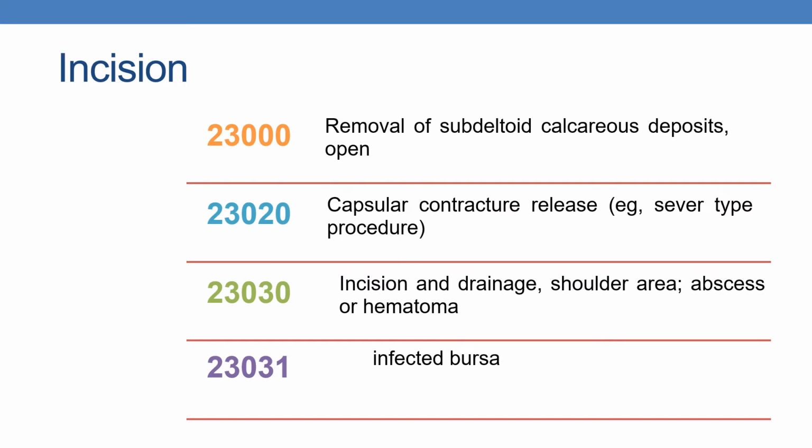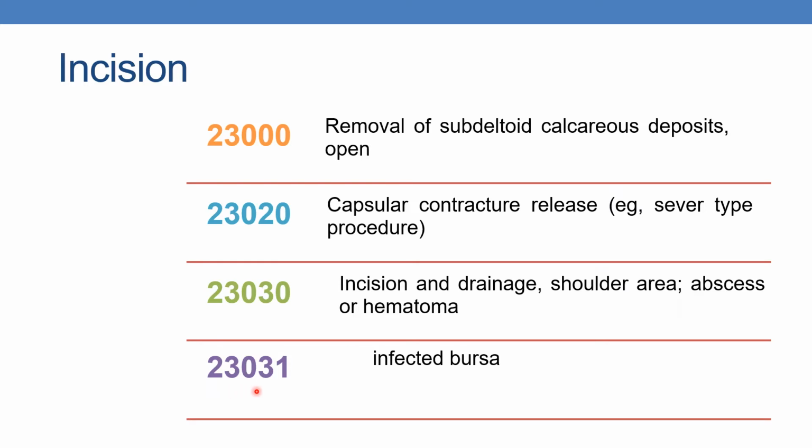Now coming to the CPTs of shoulder. Now we'll discuss incision CPTs. The first CPT is 23000. Removal of subdeltoid calcareous deposits, open. And the next is 23020. Capsular contracture release. Example, Sever type procedure. The next is 23030. Incision and drainage, shoulder area abscess or hematoma.